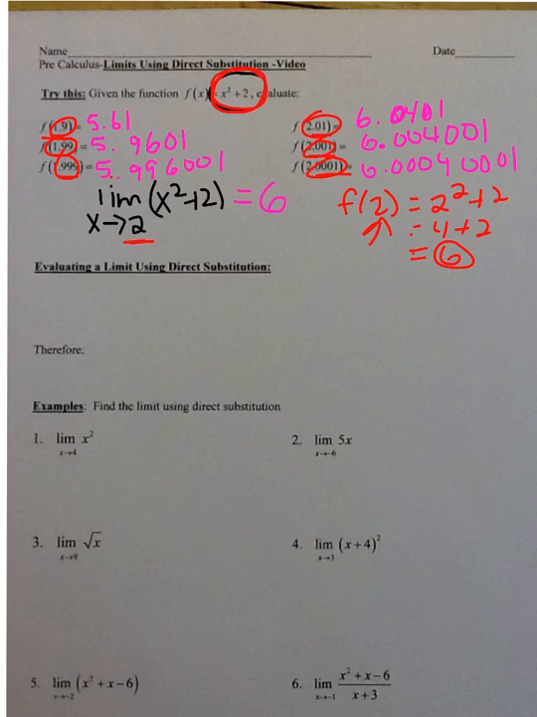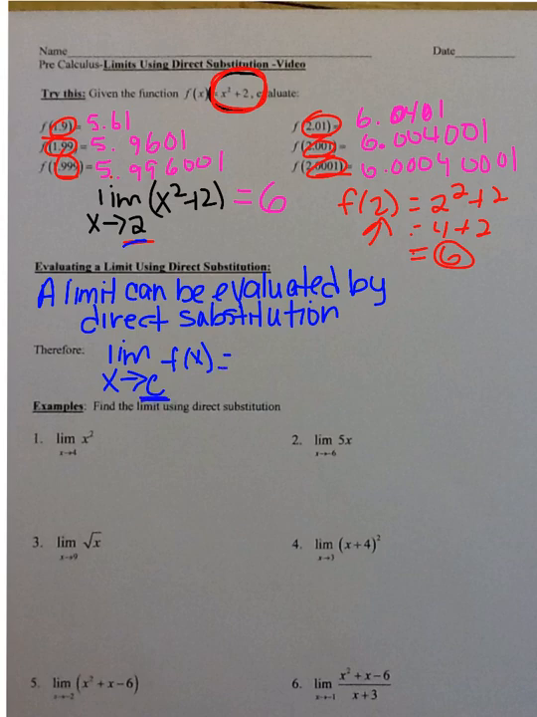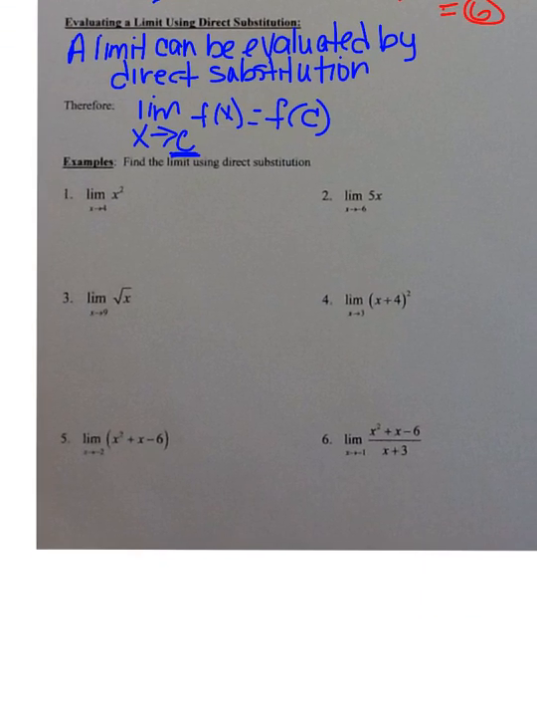All right, so let's write that down. A limit can be evaluated by direct substitution. So therefore, the limit as x approaches c, so in this case my c was 2, of my function: I take this value, c, and I plug it in for my x value for my function and evaluate. Okay, obviously there's going to be times when this won't always work, and we'll get to this as we move along in limits.